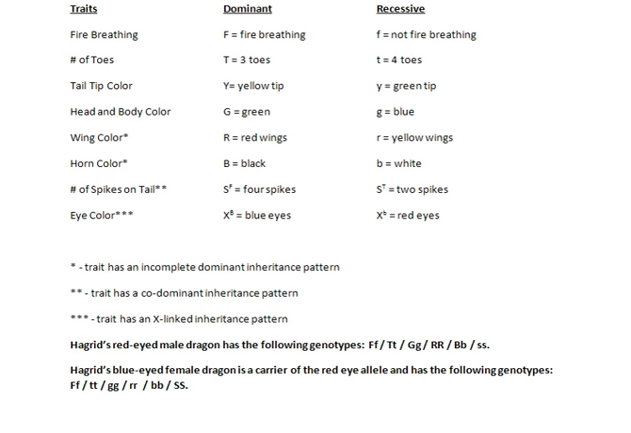actually, let me fix that real quick. Okay, so I got that fixed. She is homozygous dominant for her 4 spikes. Now, I have to go back to Hagrid's male dragon, his last genotype, which was capital ST, that is 2 spikes.